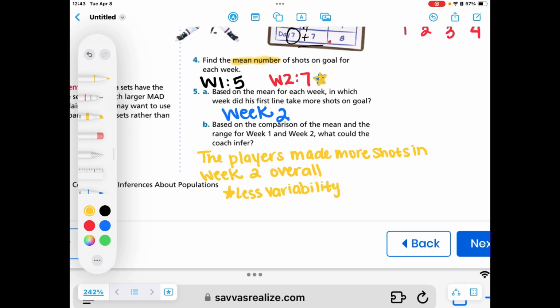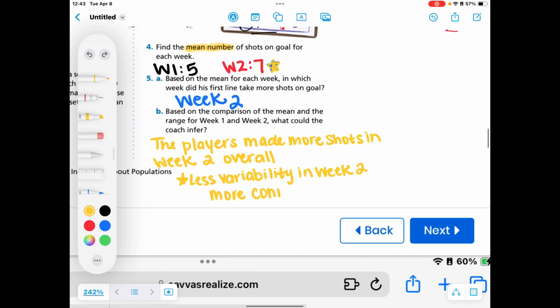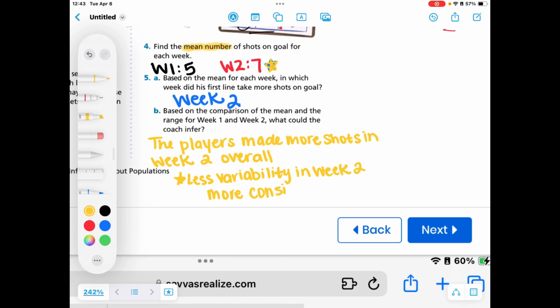There was less change in week 2, which AKA means more consistent. Which is what coaches want.